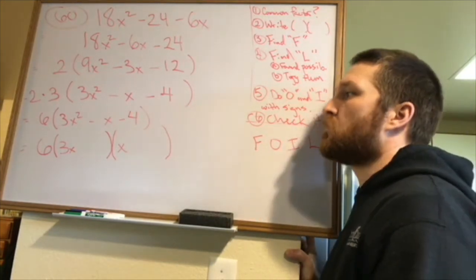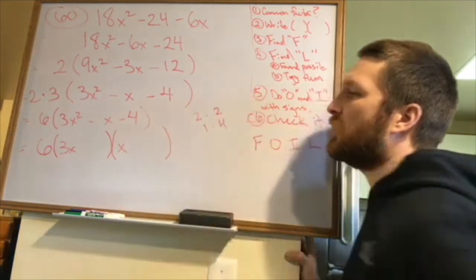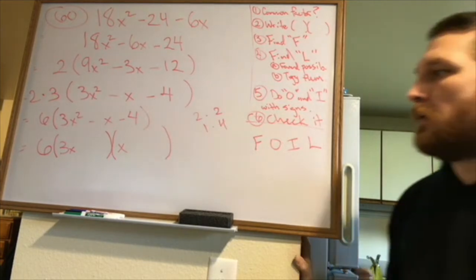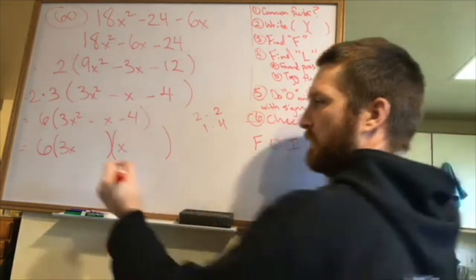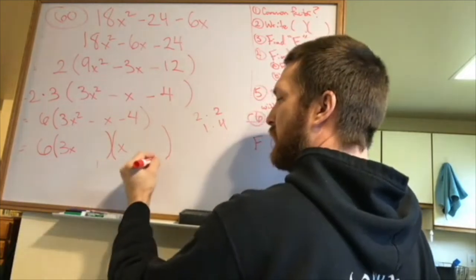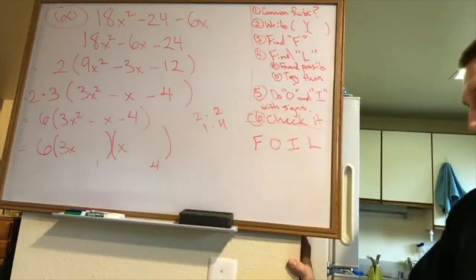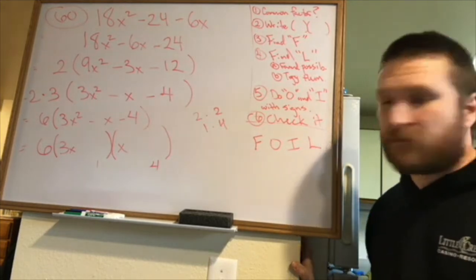2 and 2 or 1 and 4. Which one do you want to try first? Well, let's do 1 and 4. Okay. Do you want the 1 here and the 4 here, or you want it the other way? Doesn't matter. I mean, we can try. Yeah, let's do that. Okay.